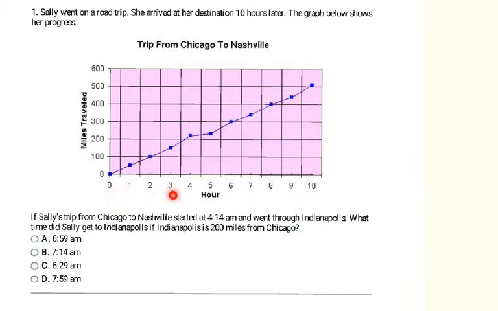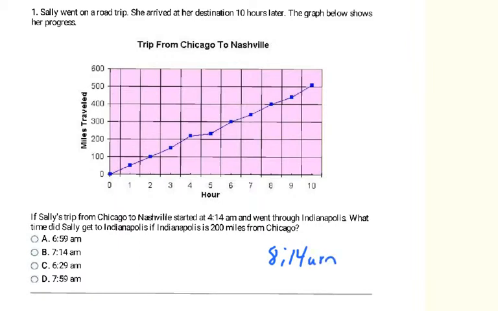So if we look at this graph, it shows us every hour how many total miles she's traveled. So if she's saying from Indianapolis to Chicago is the first 200 miles of her trip, if I go up here to 200 miles and come over, that's not an actual data point, but it's like right before 4 hours. So it's between 3 and 4, but closer to 4. So if she started at 4:14 a.m., if I add 4 hours to that, that's going to be 8:14 a.m. But it's actually going to be a little bit before that.